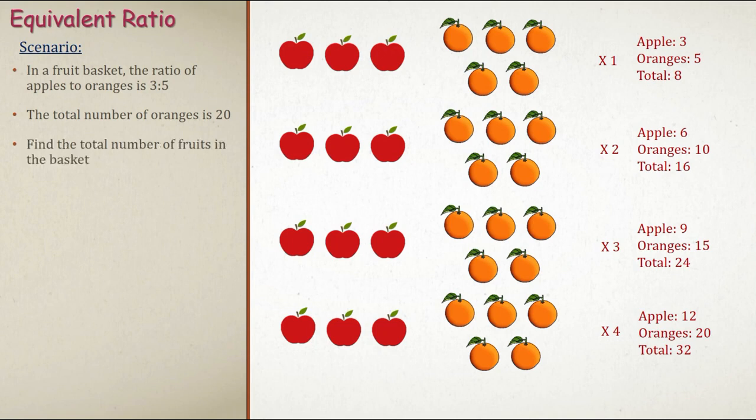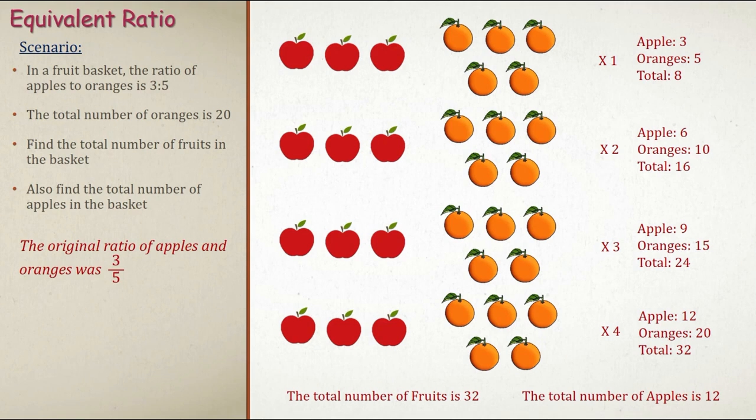So we need to find the total number of fruits in the basket. So as per this example, we have multiplied the total also with 4. Initially it was 8 into 4, 32. And total number of apples in the basket. So initially it was 3. We multiplied it by 4. So now it is 12. So the original ratio of apples and oranges was 3 is to 5. And the equivalent ratio which we got by multiplying the numerator as well as denominator by 4 is 12 by 20. So equivalent ratio is derived by multiplying both the numerator as well as the denominator by 4, which gives us 12 is to 20.